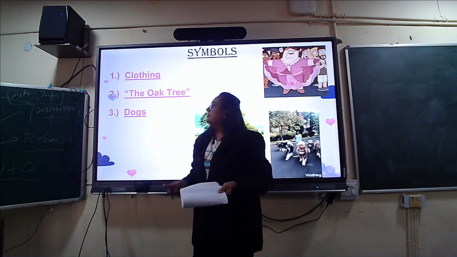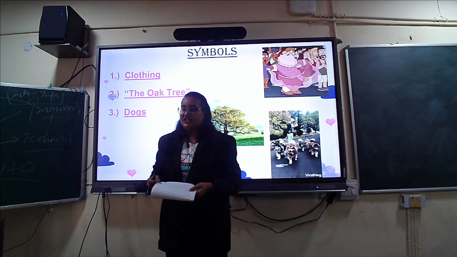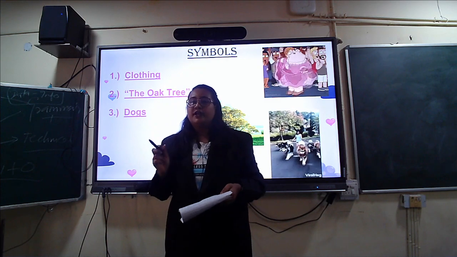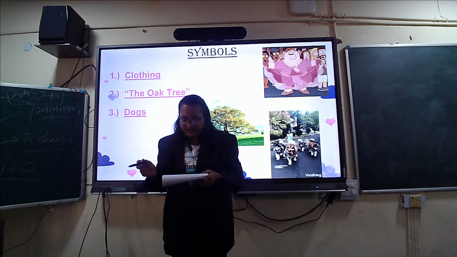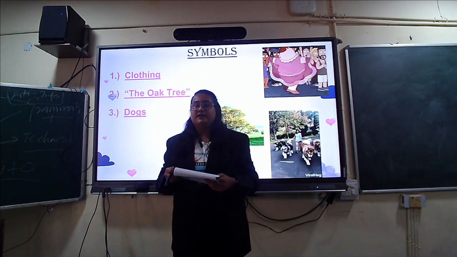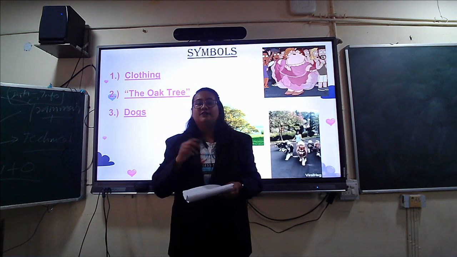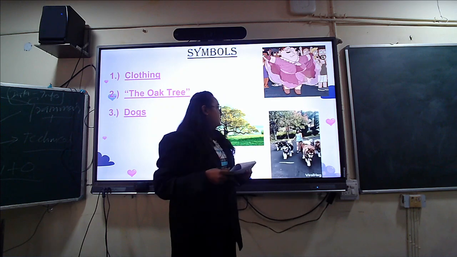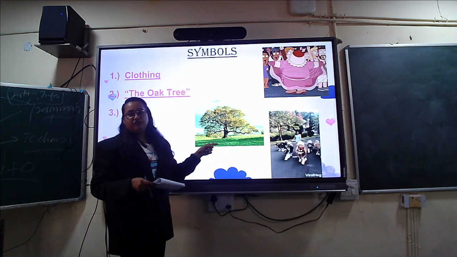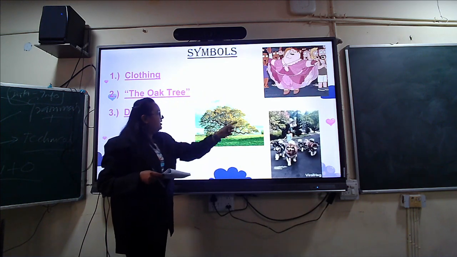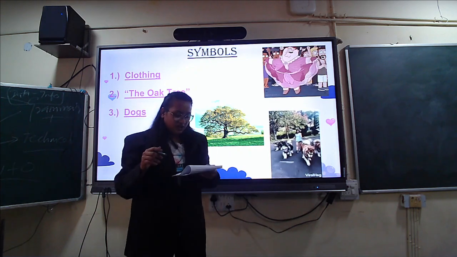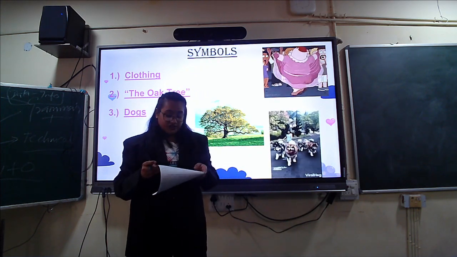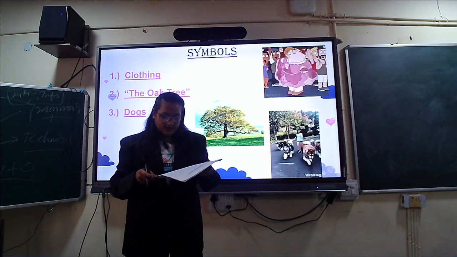The oak tree. The second symbol is the oak tree. The oak tree is poetry written by Orlando, and it is also a very signifying way of portraying Virginia Woolf, her own poetry and works. So here you can see a picture of an oak tree. The oak tree is a poem that Orlando writes for nearly 300 years in this novel.